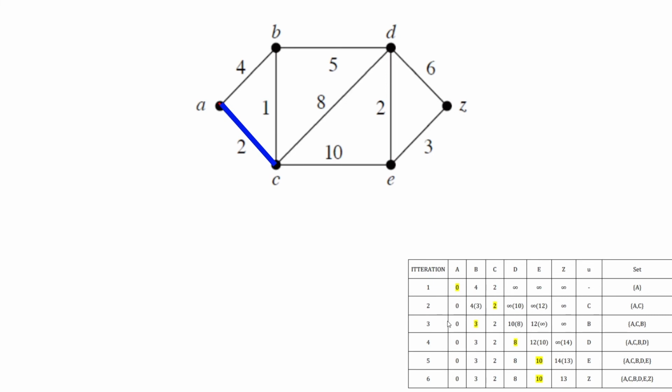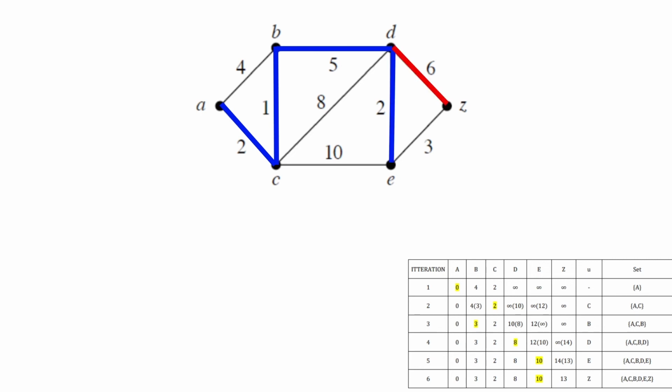Next, on the third iteration, we choose the lowest possible path again. So 3 is chosen, which is B. Now we calculate other points with respect to B, but fortunately B is only adjacent to A and D, and since A is already used as the starting point, the only possible path is D, which is 8, because 2 plus 1 plus 5 equal to 8.